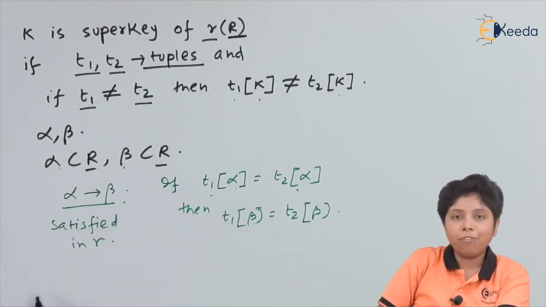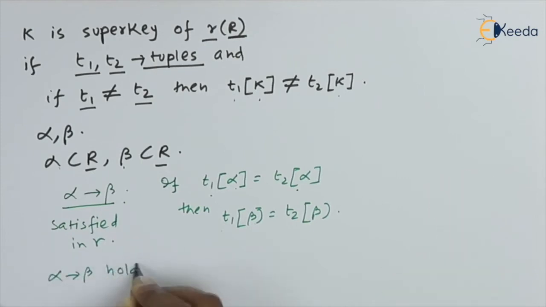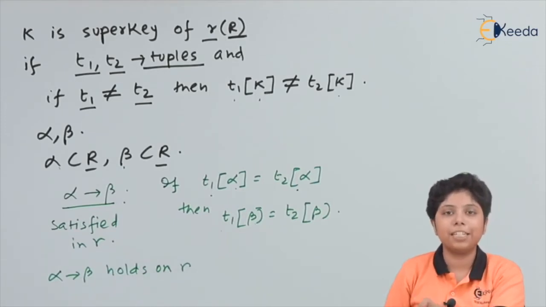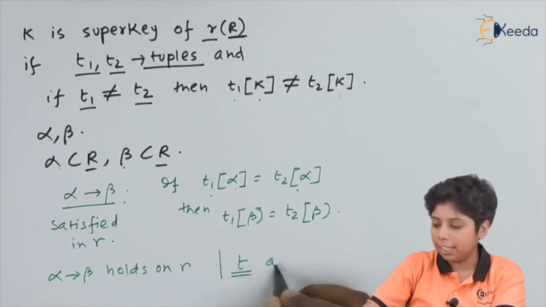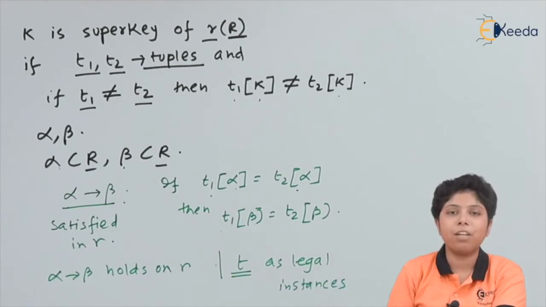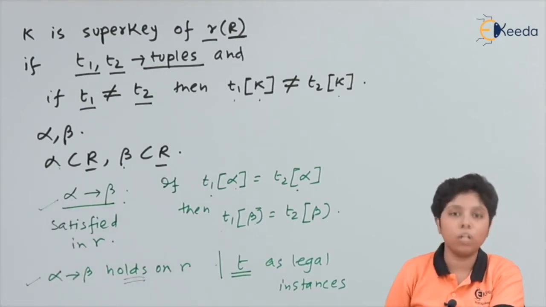So that we can say that alpha defines beta is satisfied in relation R. Now, if alpha defines beta holds on a relation R, then every legal instance, under the conditions that we have mentioned in the previous one, is referred to as a functional dependency on R. So every legal instance needs to satisfy the functional dependencies. In this way we can say that alpha defines beta is either satisfied or it is only holding.